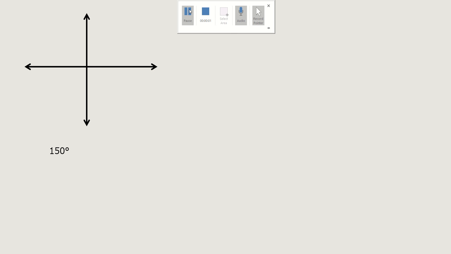So to start off this video, we're going to review how to graph an angle in standard position. And I want to start off graphing the angle 150 degrees. The first thing we need to do is identify the direction that it's moving. And because 150 degrees is positive, I know my angle will move in a counterclockwise direction.